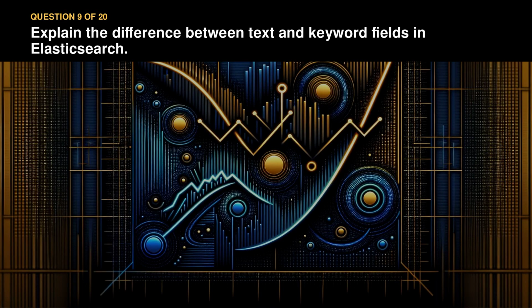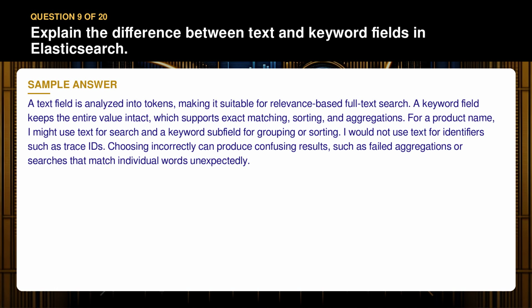Question 9. Explain the difference between text and keyword fields in Elasticsearch. A text field is analyzed into tokens, making it suitable for relevance-based full-text search. A keyword field keeps the entire value intact, which supports exact matching, sorting, and aggregations.